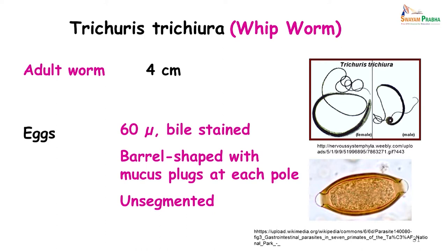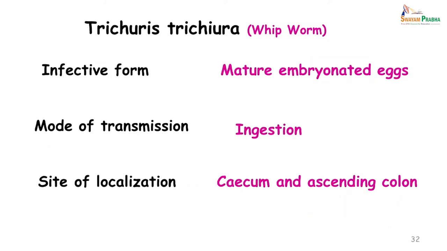The eggs are 60 micron in size. They are bile stained, barrel shaped with mucus plugs at each pole. They are unsegmented. So this is the morphology of the whip worm, adult worm, as well as the ova. The infective form of whipworm is a mature embryonated egg, and mode of transmission is ingestion, and the site of localization is in the cecum and ascending colon, unlike the roundworm which lives in the small intestine.